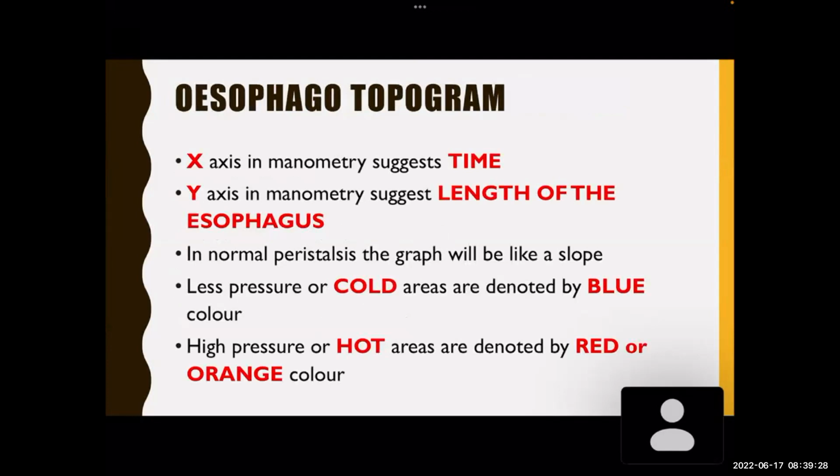So esophagotopogram is another modality. Esophagotopogram is nothing but the graphical representation. The x-axis in manometry suggests time, and the y-axis suggests the length of the esophagus. I will show you the graph in the next slide. So in normal peristalsis, the graph will always be like a slope. And in the color coding, the low pressure or cold areas are denoted by blue or yellow color, and high pressure or hot areas are denoted by red or orange color.